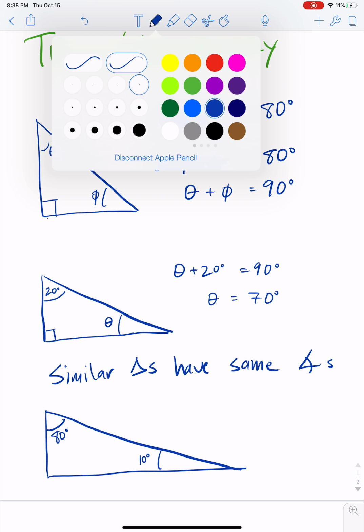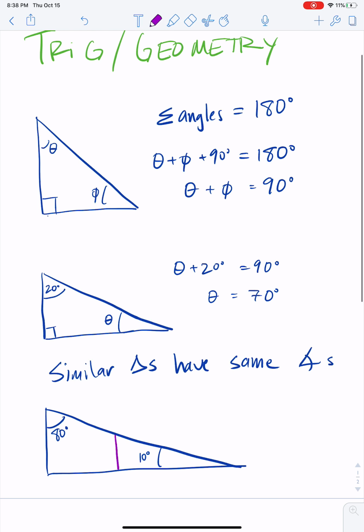Now I can draw a similar triangle here. So this similar triangle that's in purple has the same shape as the blue one, even though it's a different size. And that means that its angles are the same. So this angle here in my purple triangle is 80 degrees. This angle here in my purple triangle is also 10 degrees, okay? And that's often helpful. You can often draw a similar-shaped triangle.